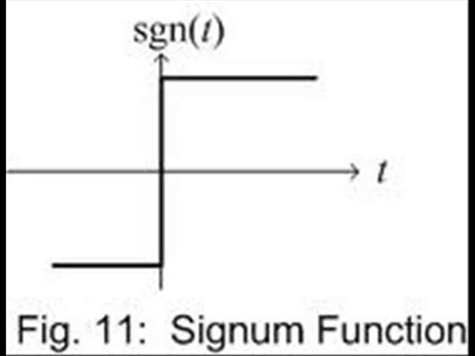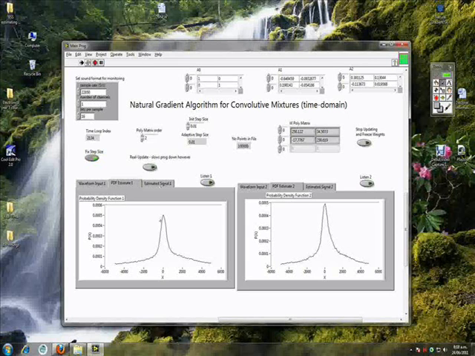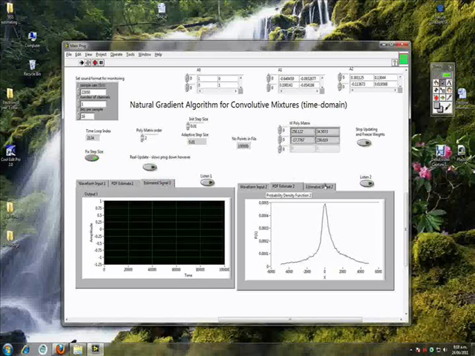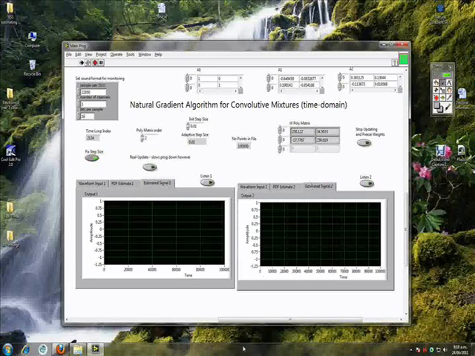So the program itself, we're going to use LabView, and as I said before, if we wait for the signals to come up, and then we'll listen to them, which are the mixtures again individually. Won't be very good at the moment.